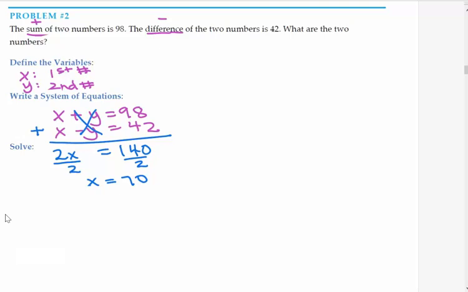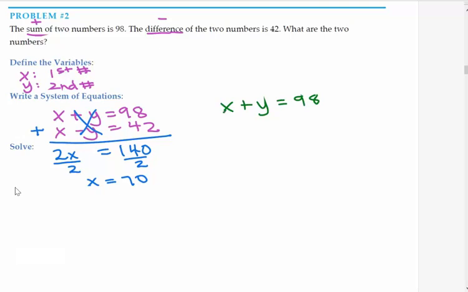All right, so I have one of my numbers. Now, how am I going to use this x equals 70 to find my other number? Replace it? Yeah. Does it matter which equation I put it into? It doesn't matter on this one. So I would just do whichever one looks easiest to you, or sometimes people just choose the top one. You could use either one. And if you don't believe me, try the other one and you'll see you'll come out with the same thing.